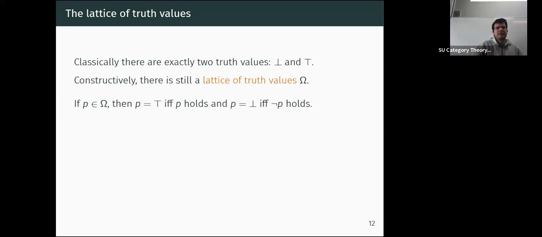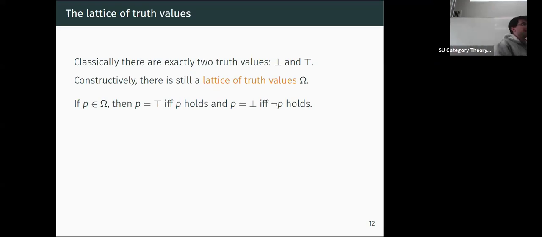If we have an element of omega, this is some kind of truth value. There is still a largest element and a smallest element of this lattice. So we still have a true and a false. P is true if and only if P holds, if and only if P corresponds to a proposition which holds. And on the other hand, P is false if not P holds.